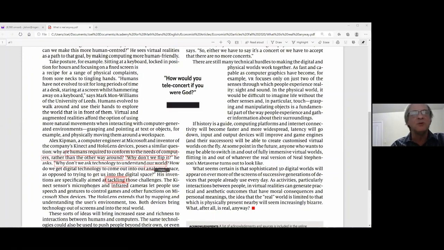So they have sensor microphones and infrared cameras to allow speech so they can control these games. Infrared cameras let you see lights and see things in a different way. The HoloLens extends that by mapping and understanding the user's environment. So with different technologies we can go into this virtual world and understand it better, and see things like we don't see them on a normal computer. Both devices bring technology out of the screens into the real world. So by using the sensor microphones and infrared cameras, we can go into this virtual world and get a better understanding and feel, make it feel like our real world.